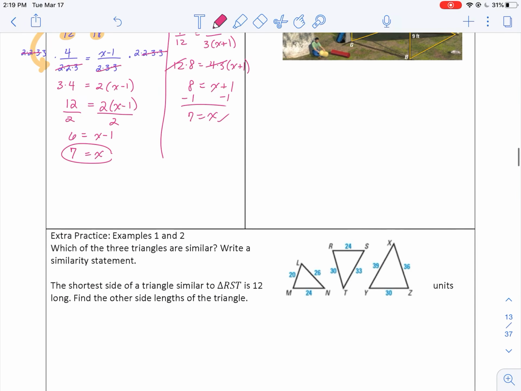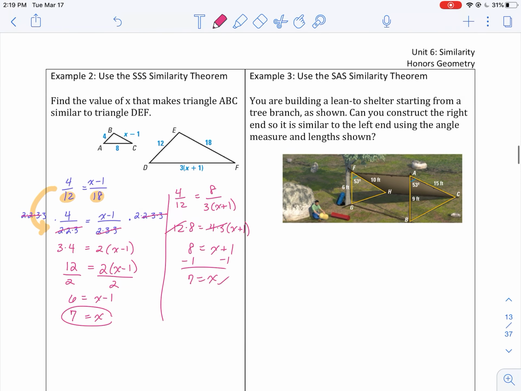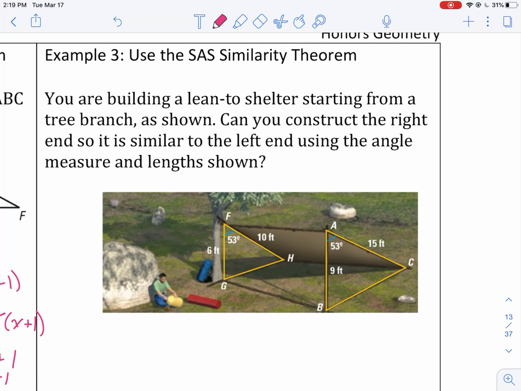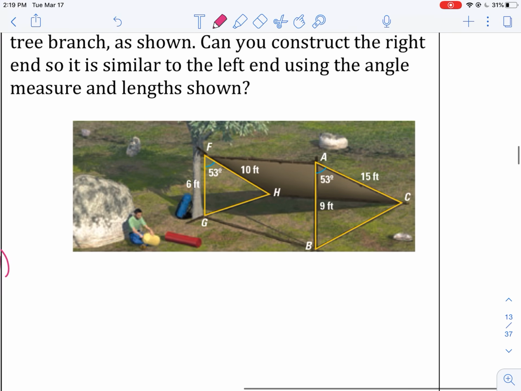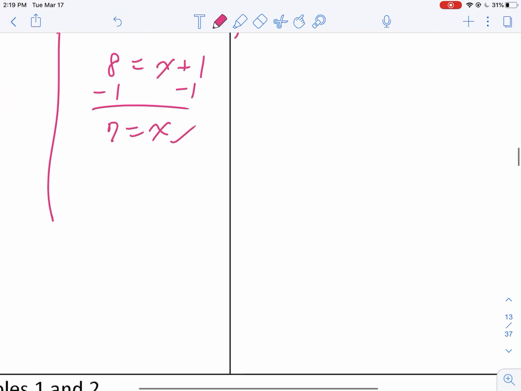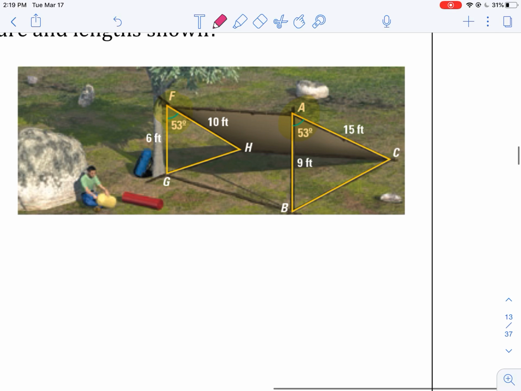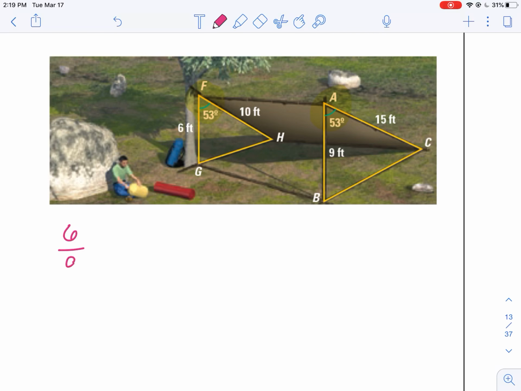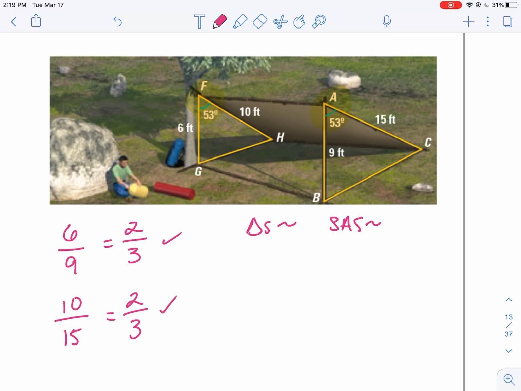So now let's go ahead. We just have a couple more examples that we need to make it through. So let's look at example 3, using side angle side similarity. So first we've got to check and make sure that our sides are in proportion. So we see that we have this angle 53 degrees, and so those are equal. So now we have to check that the sides on either side of the angle are going to be in proportion. So first I'm going to match up 6 over 9. When I simplify that, I get 2 over 3. Then I match up 10 and 15, and I get 2 over 3 again. So my sides are in proportion, so the triangles are similar by side, angle, side, similarity.